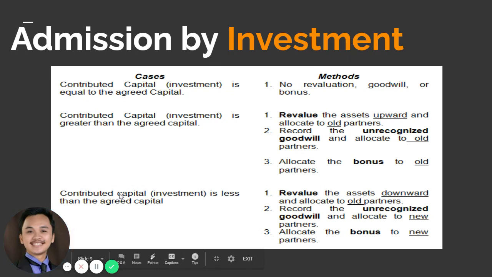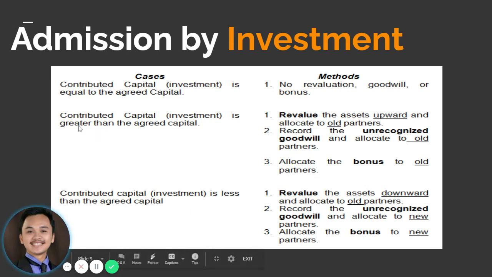This time, the third case is contributed capital investment less than agreed capital. Again, same process: revalue the asset downward, record the unrecognized goodwill and allocate to the new partner, or allocate the bonus to the new partner if the bonus method is used. Although there is a goodwill or bonus method, what is commonly used in practice is the bonus method.